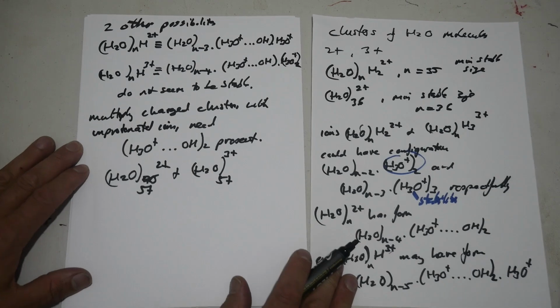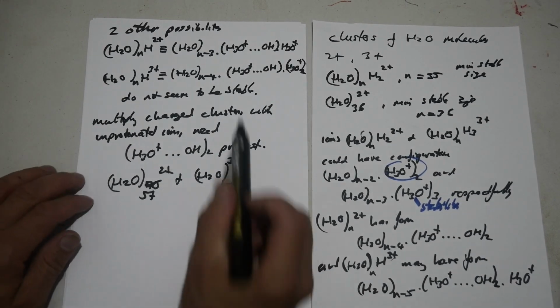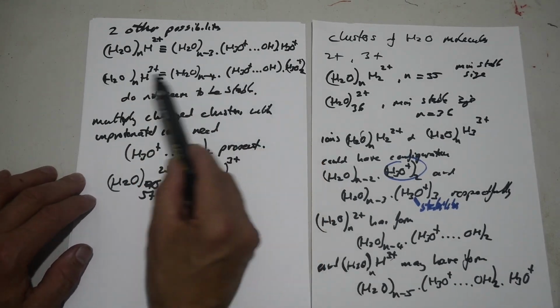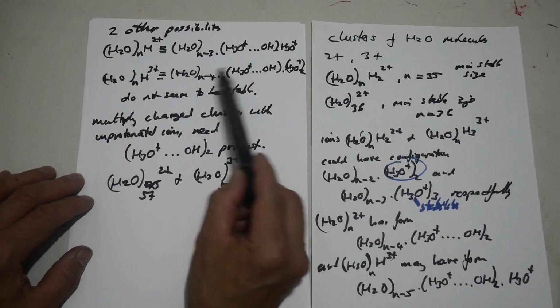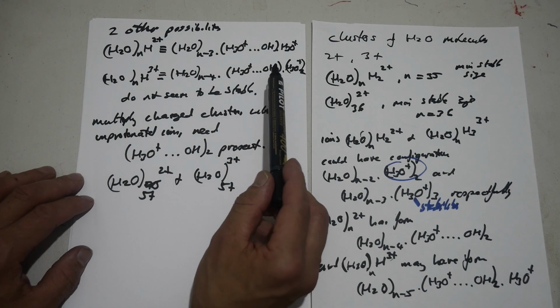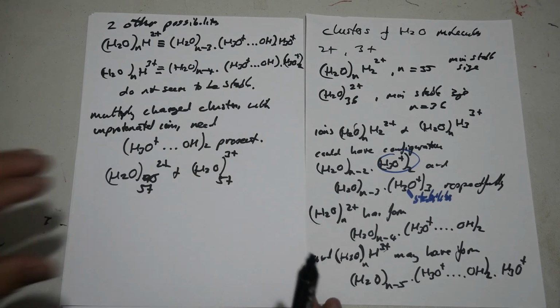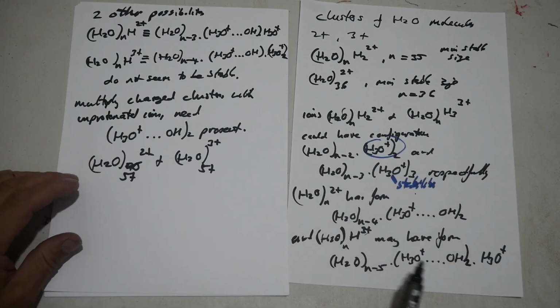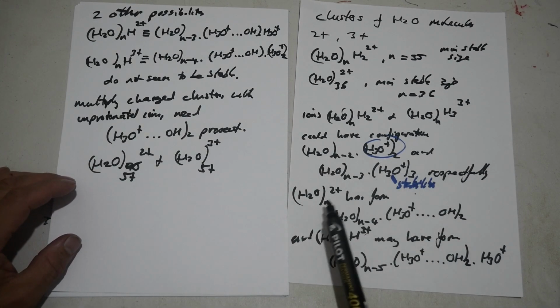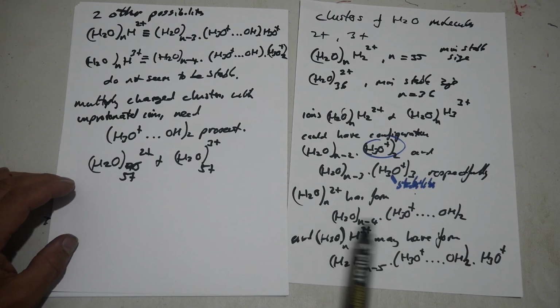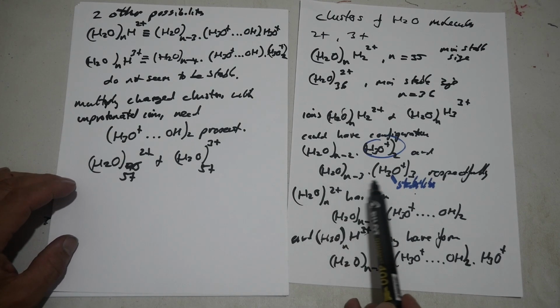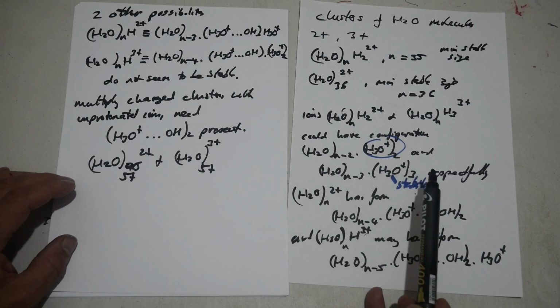So yeah, these didn't seem to be stable, but there are 2 other possibilities. Probably calculations showing they're not very stable. Also, maybe they don't live very long in experiments. But yeah, this is that form, and that is that form. These 2 are that form.